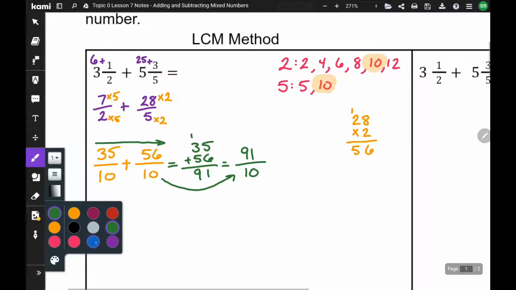Now we're not done yet. We need to convert it back into a mixed number. To do that, remember, we just divide.